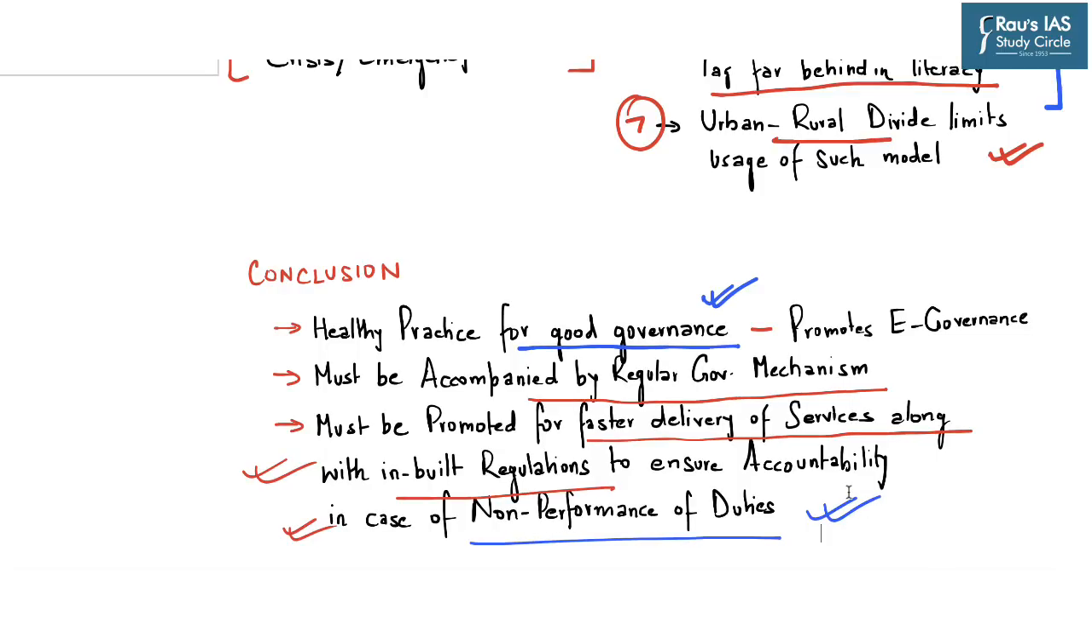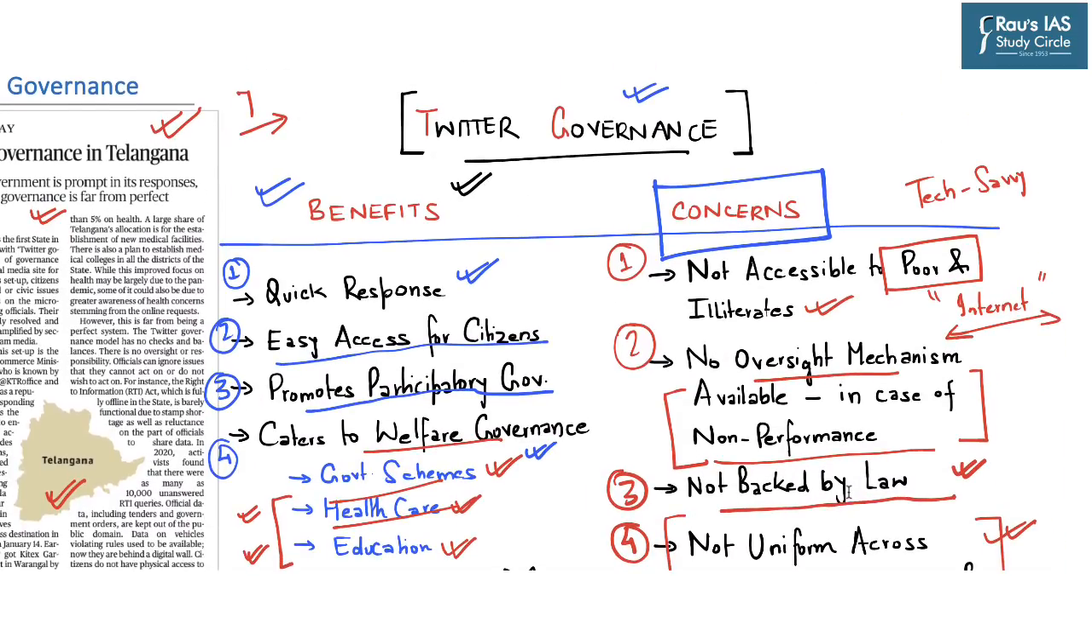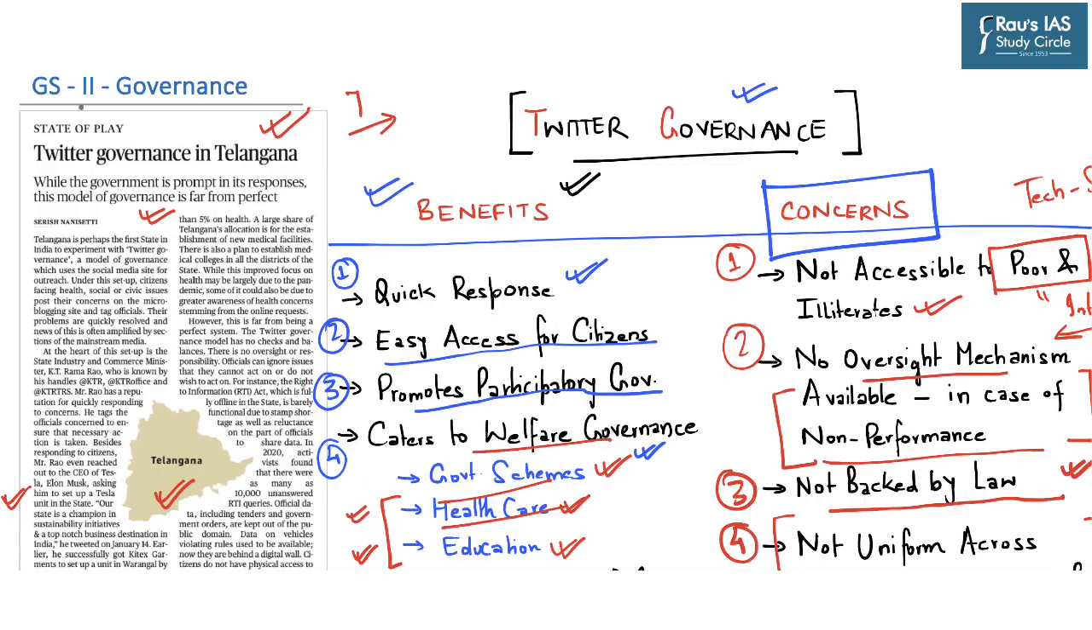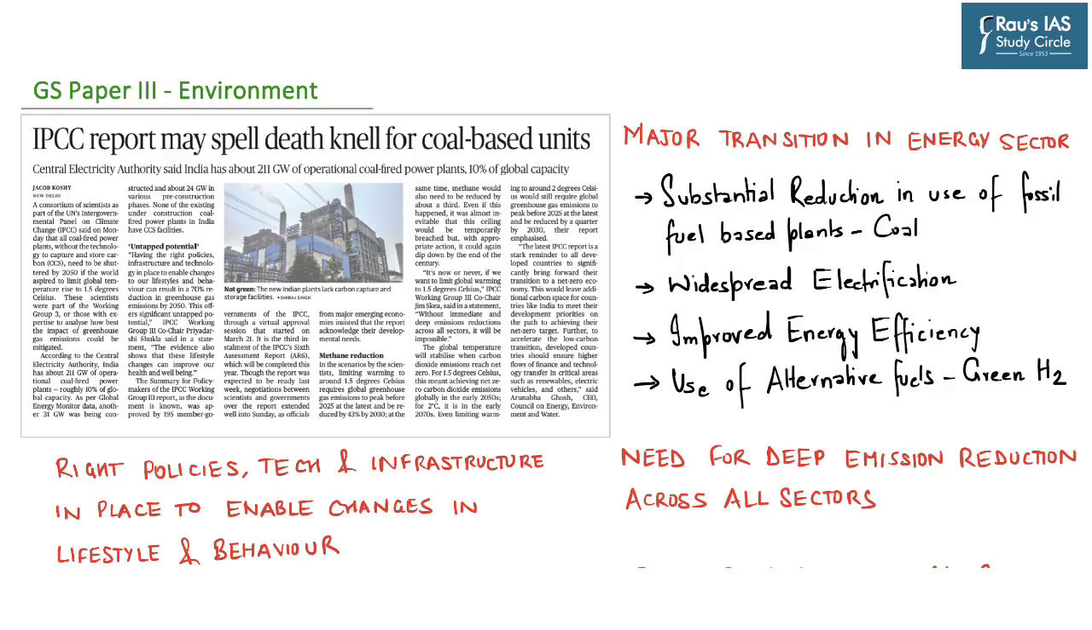So this is how you can end your conclusion in case a question is asked based on critical analysis on the use of Twitter governance or use of social media to address governance issues. Thus, this article becomes important from the perspective of GS paper 2 from the aspect of governance. With this, let's take up the next article. The next news to be taken up appears on page number 12.